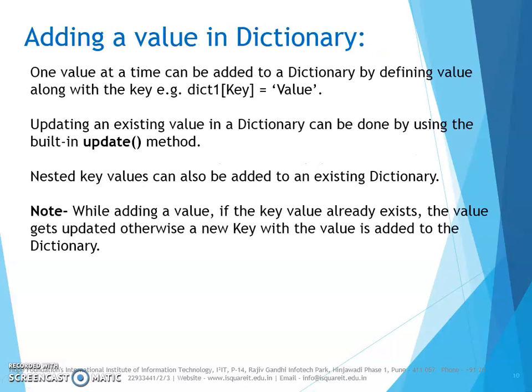Now we'll see how to add a value in the dictionary. One value at a time can be added to the dictionary by using the syntax: variable name of the dictionary, in square brackets we write a key, and is equal to the corresponding value. Or it is possible to add a value by using the inbuilt method, that is update. Nested key values can also be added in the existing dictionary. While adding a value, if that key already exists, then the value gets updated. Otherwise, a new value is added to the dictionary.